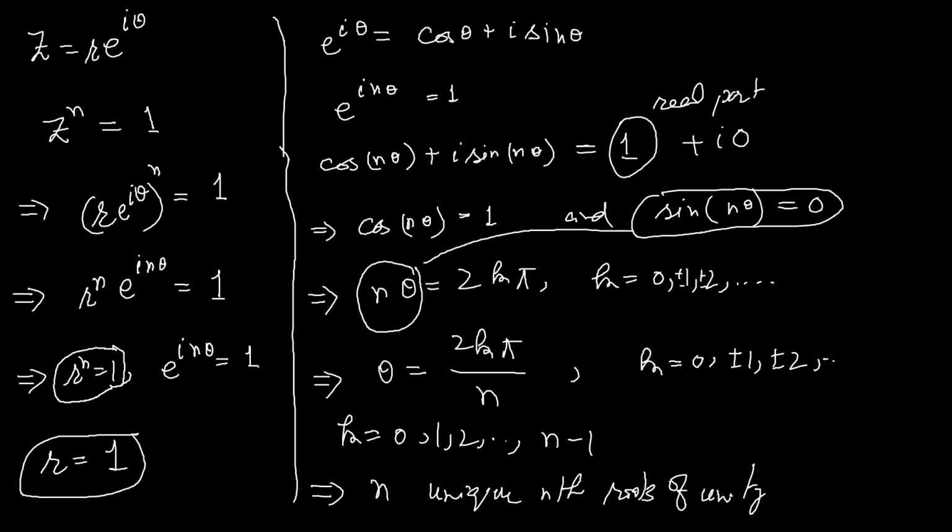So if we are concerned with fifth root of unity, there will be 5 unique values. If we are concerned with finding seventh roots of unity, there will be 7 values of z that will be unique and will be the roots of the unity.